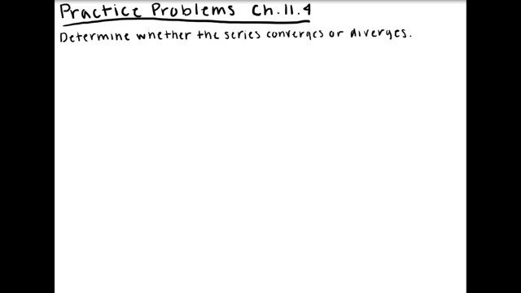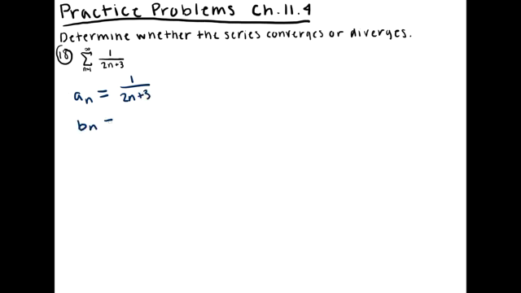Here are some practice problems. So you're going to determine whether the series converges or diverges. The first one is a sum from 1 to infinity of 1 over 2n plus 3. So your a of n is going to be 1 over 2n plus 3. And for b of n, I'm going to take away the plus 3 and the 2 and make it 1 over n.